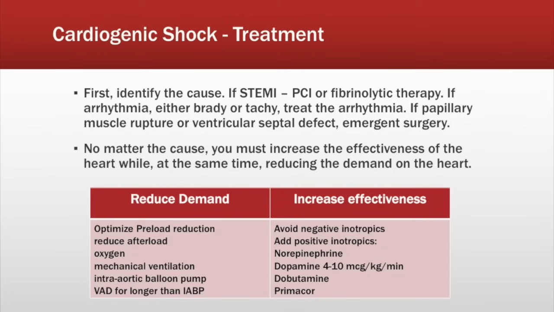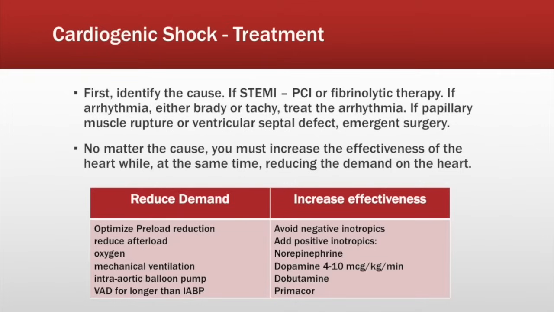You have necrotic tissue that's developing, ischemic tissue that's going to be incompatible with life, and then you're going to develop a ventricular septal defect. So that's an emergency surgery. No matter the cause, you need to increase the effectiveness of the heart while at the same time reducing the demand on the heart. To reduce the demand, you're going to optimize the preload. Reduction, you're not going to reduce it very much, remember. You do want to reduce the afterload. You're going to make it easier on the heart to pump.